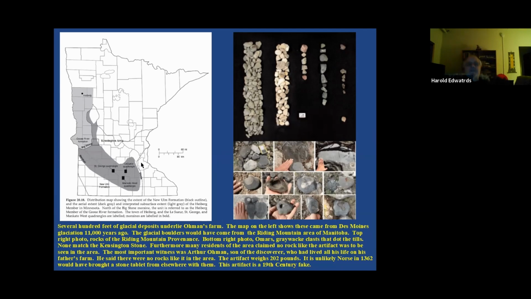Furthermore, many residents in the area have stated that there are no stones in the area that look like the Kensington stone. The most important resident is Arthur Ohman, who was the son of the discoverer. In fact, I heard a radio interview with him, a recording of this interview from 1978. It's on the Morris campus website if you want to go look for it. At the end of his interview, he says there's no stone like this stone in the area.